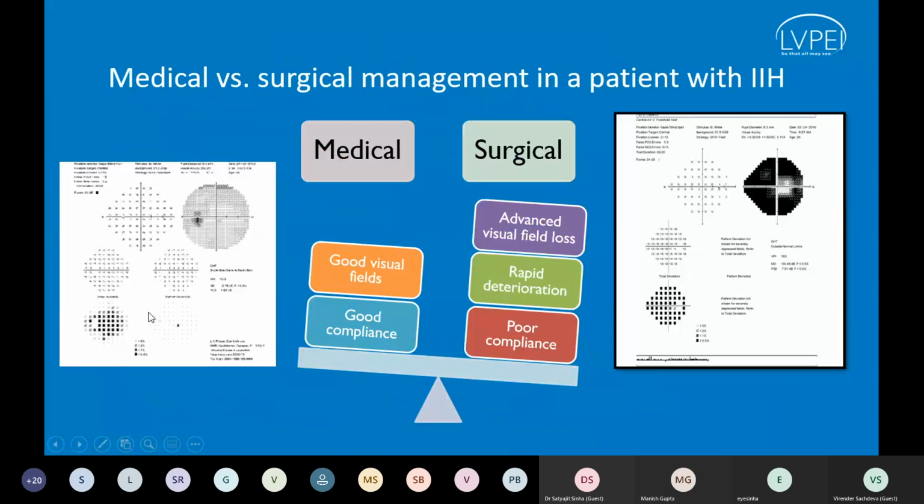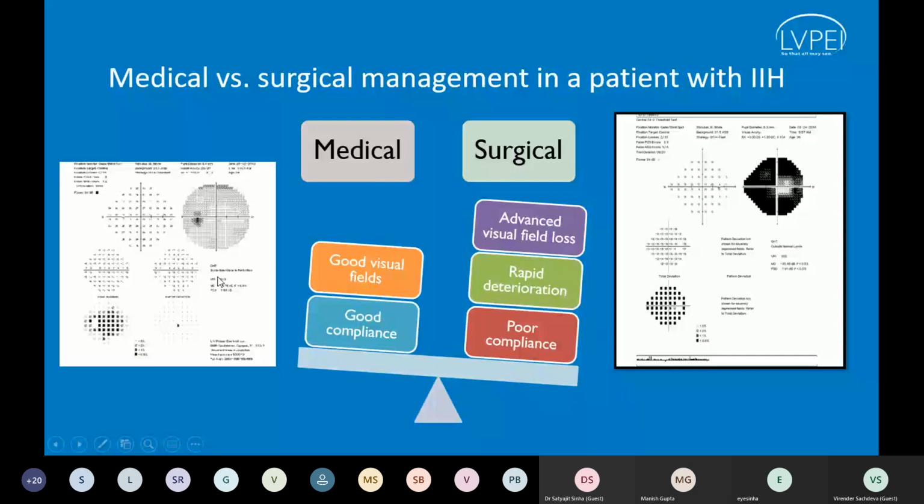So once you establish a diagnosis of IIH by doing an imaging as well as doing a CSF analysis, you have two options: medical management or surgical management. Medical management is preferred in the majority of patients if they are having good visual fields and they are willing to comply. So an example is, you see a visual field here. There is hardly a small enlargement of the blind spot here, but very good visual function. Such patients are good candidates for medical therapy.